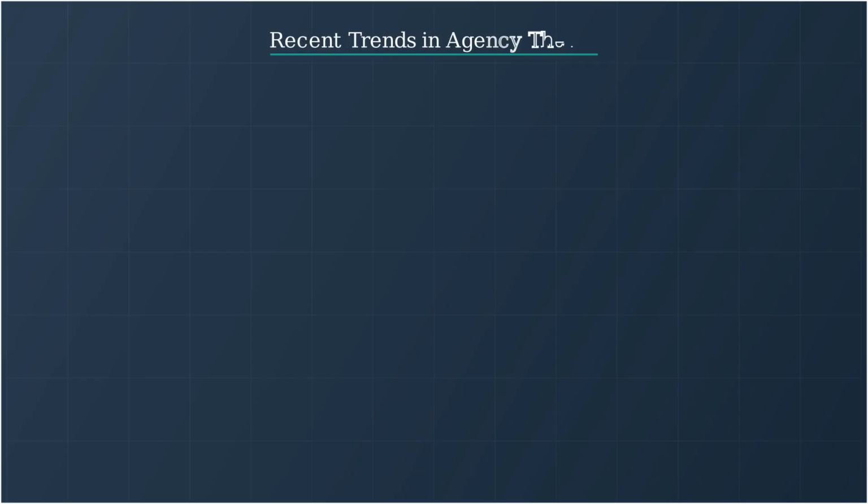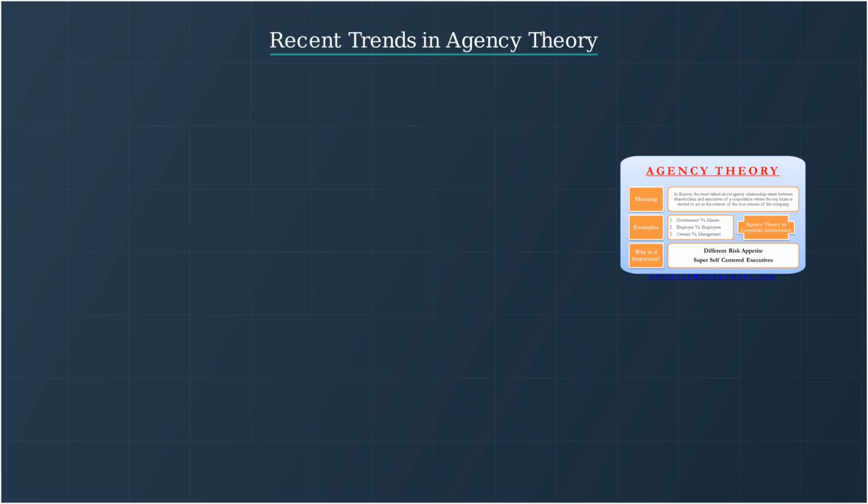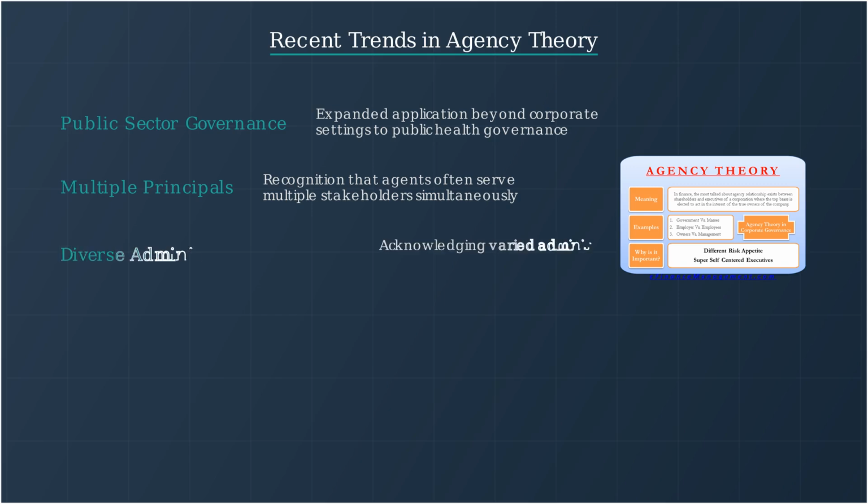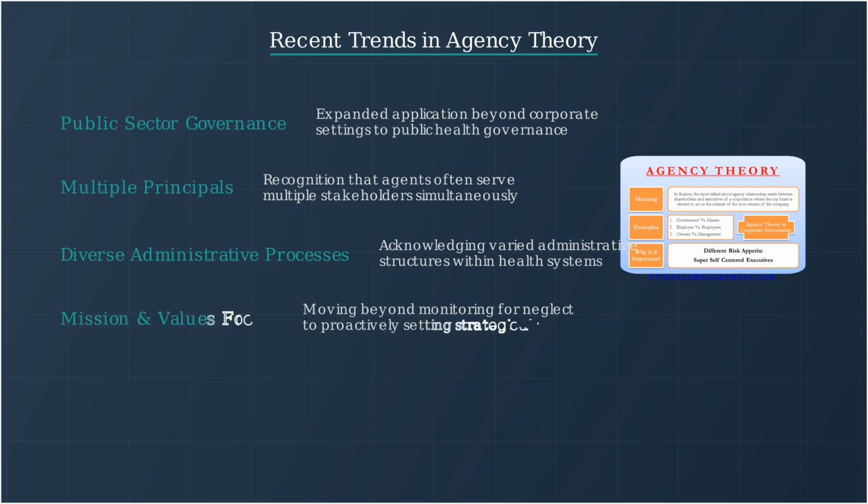Recent developments in agency theory have expanded its application beyond traditional corporate settings. One significant trend is its increased application in public sector governance, particularly in healthcare systems. Modern agency theory now recognizes the complexity of multiple principals, where healthcare providers may answer to various stakeholders simultaneously. The theory has evolved to acknowledge diverse administrative processes across different health organizations. Perhaps most importantly, agency theory has shifted focus from simply monitoring for neglect or malfeasance.